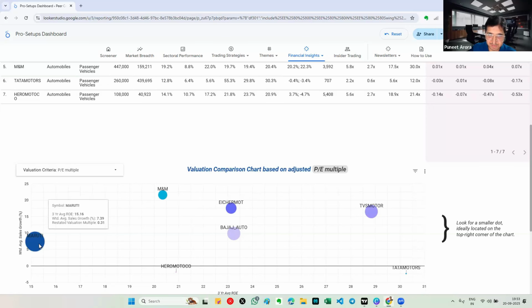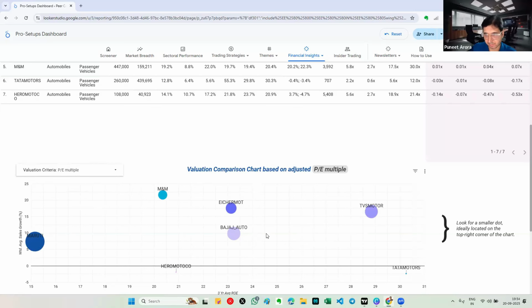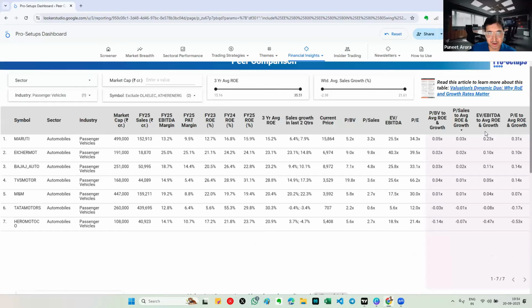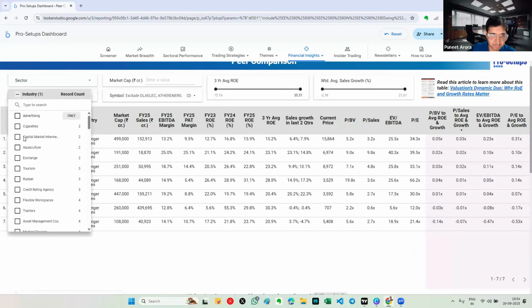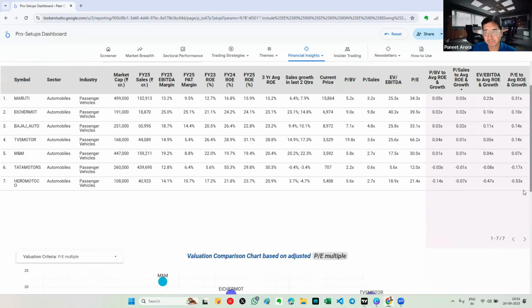If it is on the left hand side, it means that the sales growth and the ROE are also not as high as other companies. Like TVS has a 3-year average ROE of 28%. Maruti has the same number at 15%. So TVS Motor is inexpensive compared to Maruti. If you want to scan the entire universe, you can just choose all the sectors and adjust these ROE and sales growth numbers.